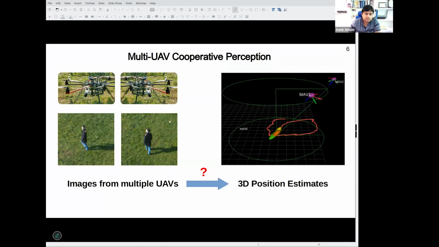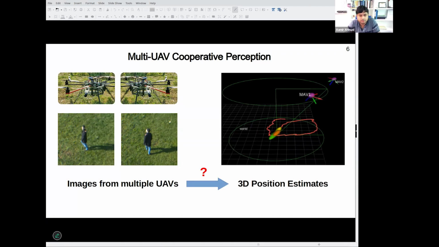Each drone has access to its own image stream, right? So what you see in the picture here. And they can communicate with the other drones, right? And the objective remains to estimate the 3D position of the target as it moves, along with an uncertainty associated with this 3D position, right?